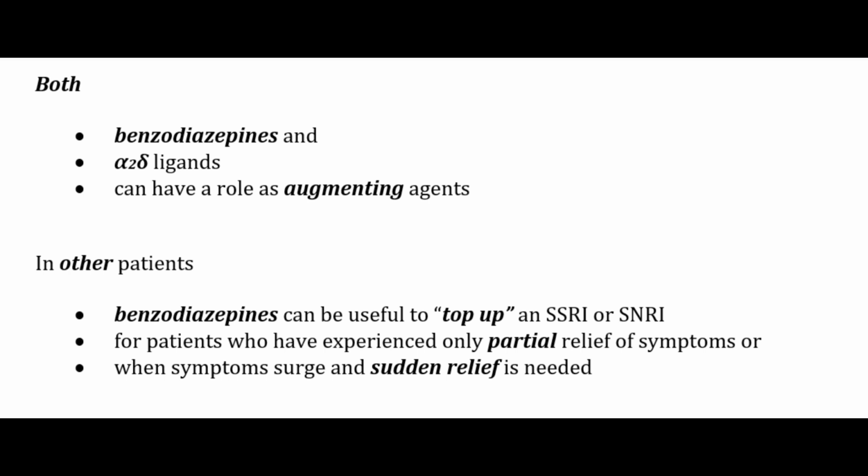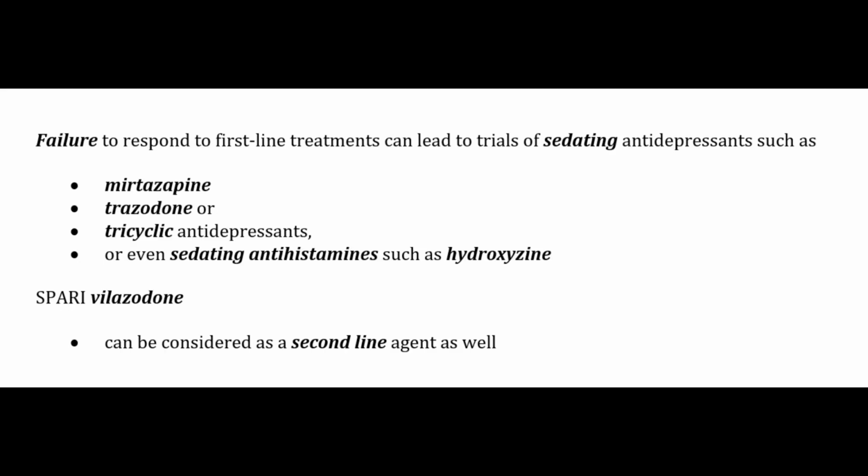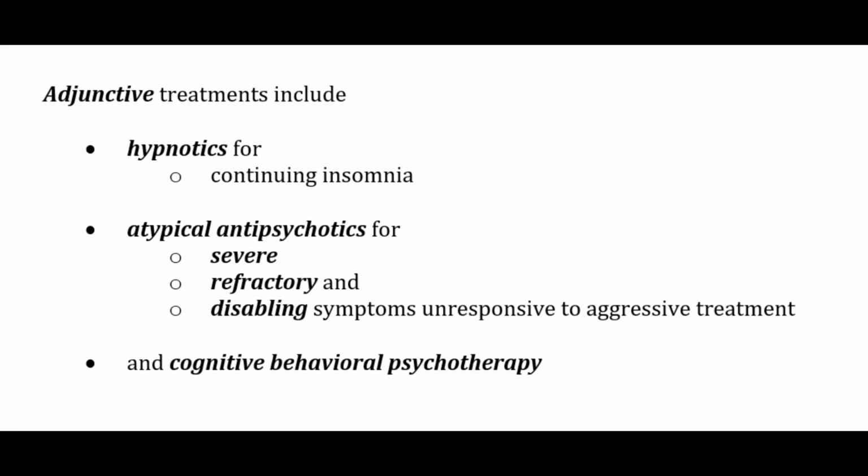Both benzodiazepines and alpha-2 ligands can have a role as augmenting agents. Failure to respond to first-line treatments can lead to trials of sedating antidepressants such as mirtazapine, trazodone, tricyclic antidepressants, or even sedating antihistaminics such as hydroxyzine. Vilazodone can also be considered as a second-line agent. Adjunctive treatments include hypnotics for continuing insomnia, atypical antipsychotics for severe refractory or disabling symptoms unresponsive to aggressive treatment, and cognitive behavior therapy.